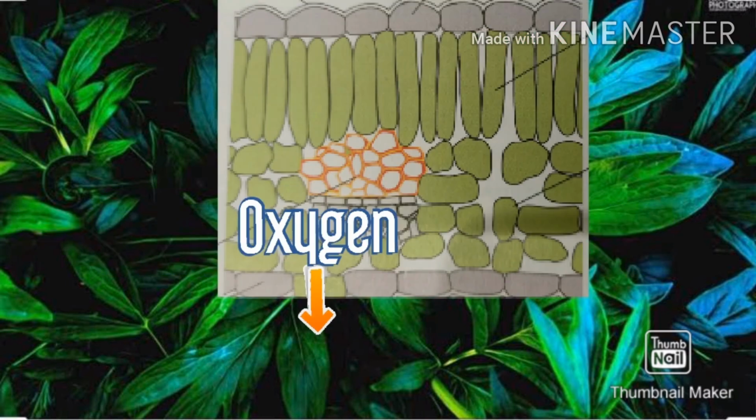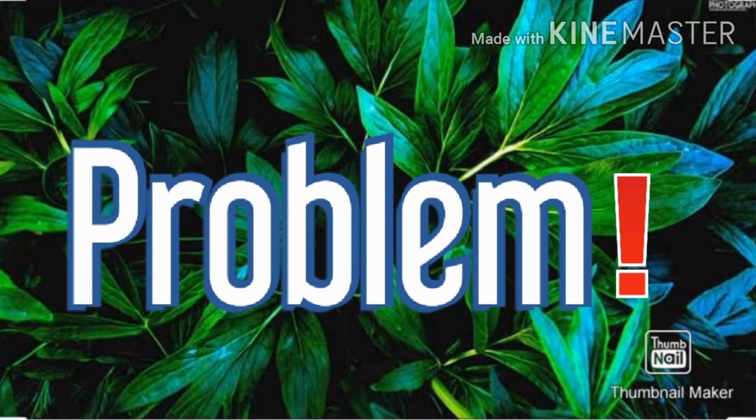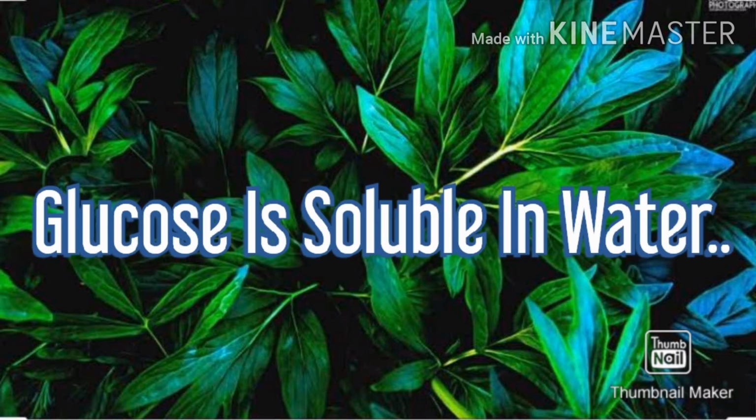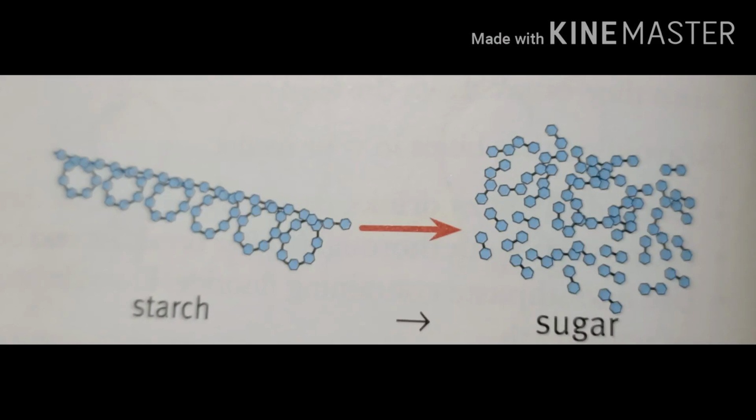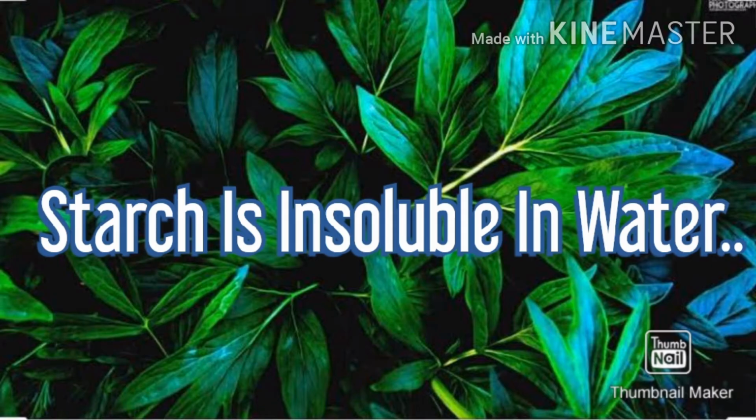But now, there is a small problem. A plant cannot store glucose inside the cells because glucose is soluble in water. But plants have the right solution to this problem as well. Plants are intelligent beings. Thousands of glucose molecules are linked together to form a starch molecule. Starch can be stored easily in plants because it is insoluble in water.